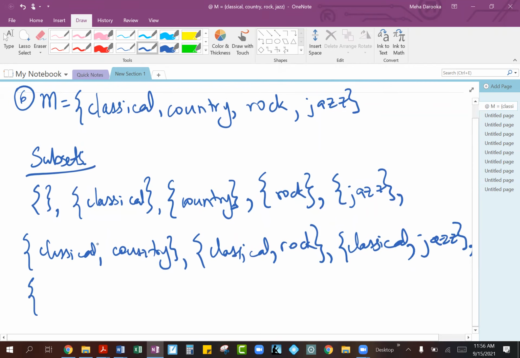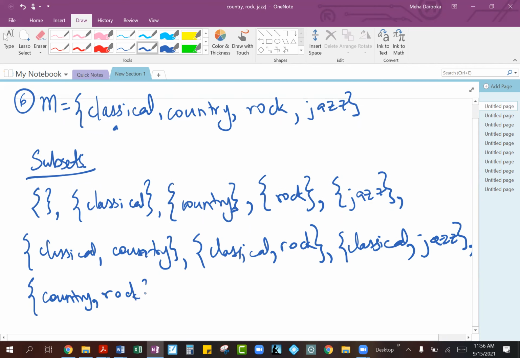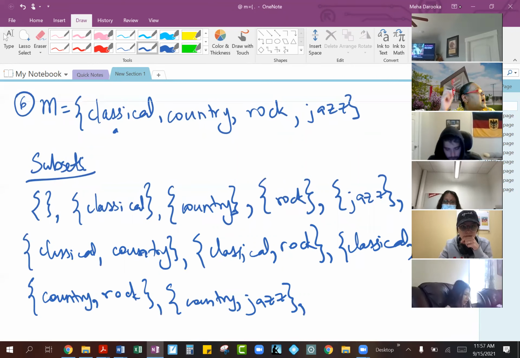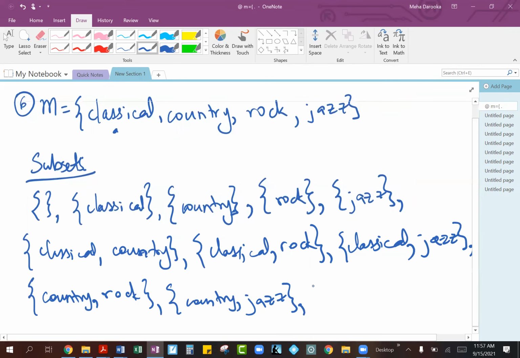Now that we've done a combination of classical with all the other 3 groups, you can now do country. We've already got country and classical as a pairing done. So now we can do country with rock, and country with jazz. There's actually a pretty big list of what your subsets would look like. So that takes care of country with rock and country with jazz.